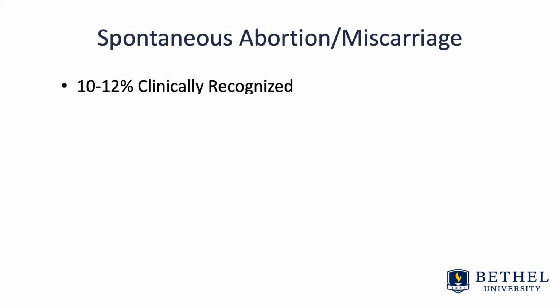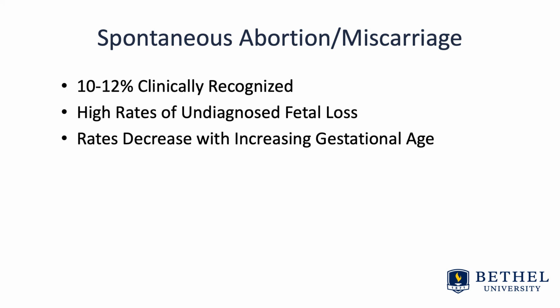Spontaneous abortion or miscarriage: 10 to 12% of these are clinically recognized, meaning we've seen HCG levels rising or seen a gestational sac or something on ultrasound. But there's quite a bit more of this that is just not recognized or not diagnosed. Chromosomal abnormality is the most common reason for miscarriages, and the majority of those are in the first trimester. The rates of miscarriage decrease with increasing gestational age, so each week of pregnancy is less likelihood of miscarriage.